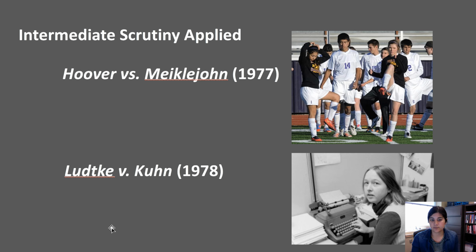Another example case where intermediate scrutiny was applied is the Ludke versus Kuhn case from 1978. This was a case where a news reporter, Ludke, reported on the New York Yankees, but she was not allowed access to the team locker room because she was female. You might be thinking, how can this be a constitutional law case when the Yankees are a private organization? Well, because the Yankees stadium at the time had been funded primarily through public dollars.